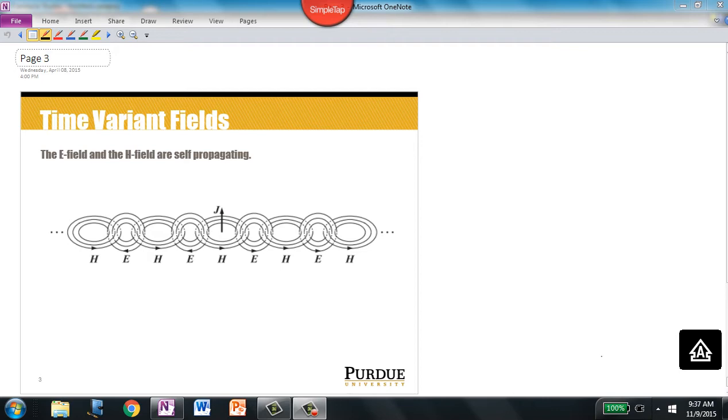The point is that if we change a magnetic field in space, it will always produce a time-variant electric field. So if we have dH/dt, what I'm saying there is that I've got some time-variant magnetic field. The rate of change is not zero. That produces an electric field that is also time-variant.